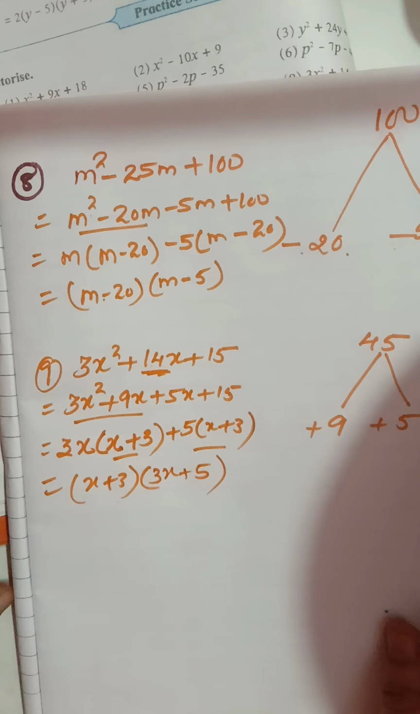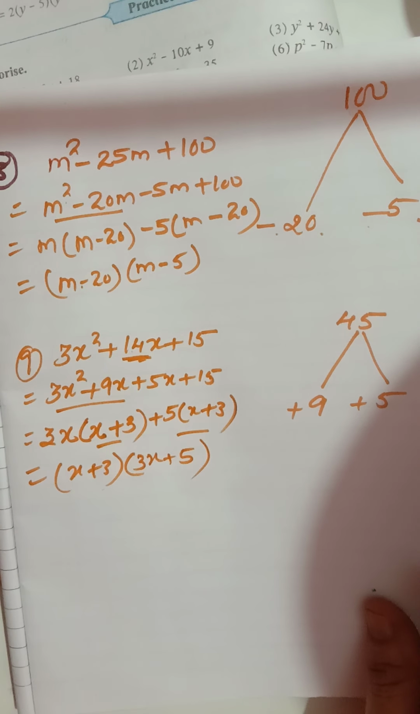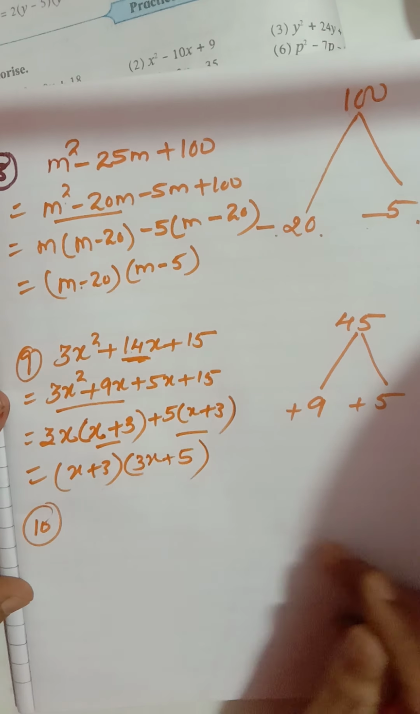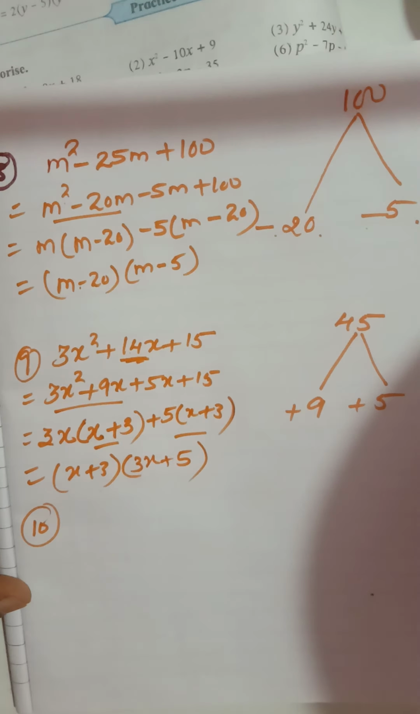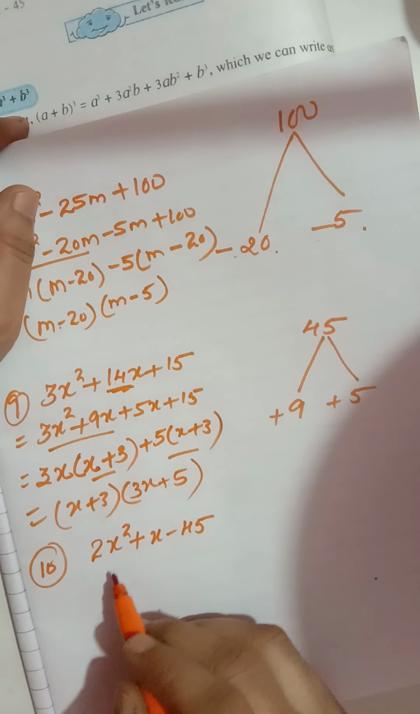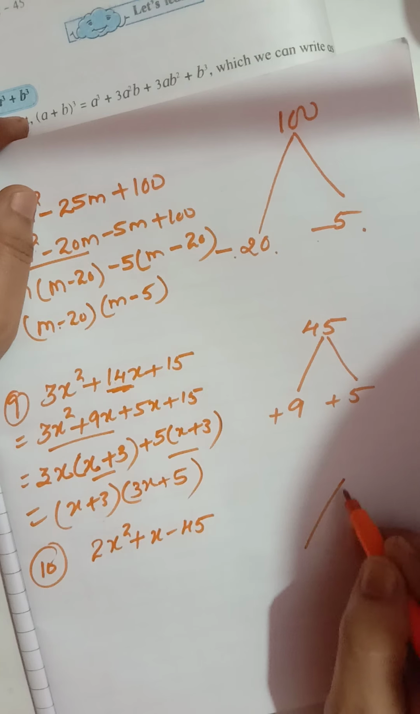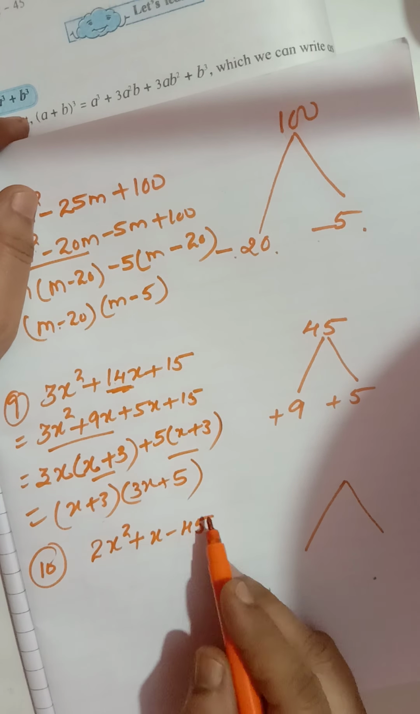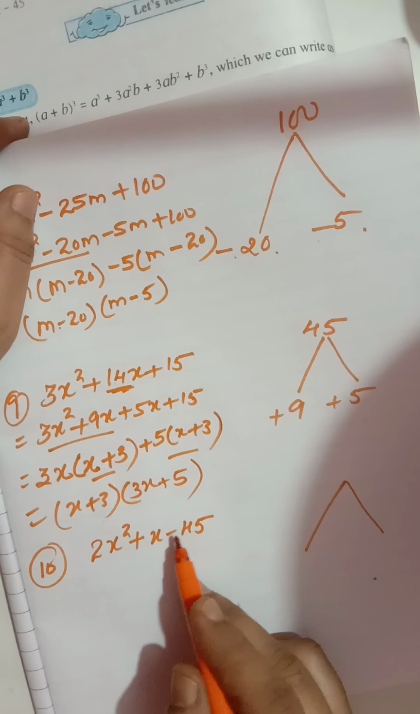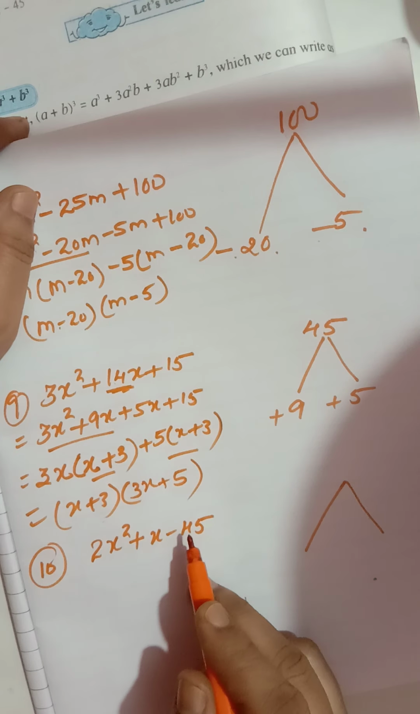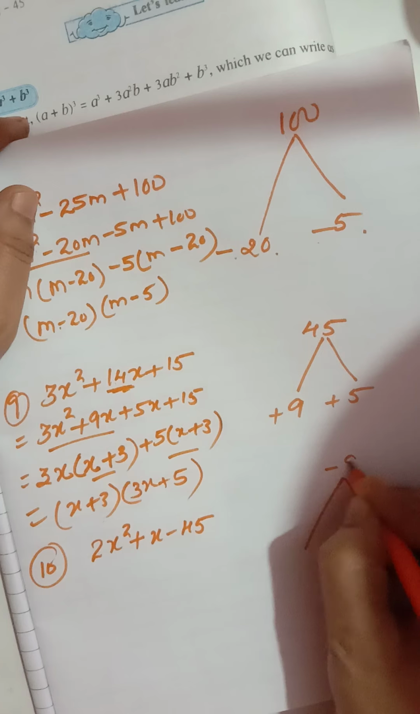This is the factorization of 3x square plus 14x plus 15. Now let us see the 10th question. See children, the 10th question, 2x square plus x minus 45. Now what is the product of the first term and the last term? 2 multiplied by minus 45, that is minus 90.